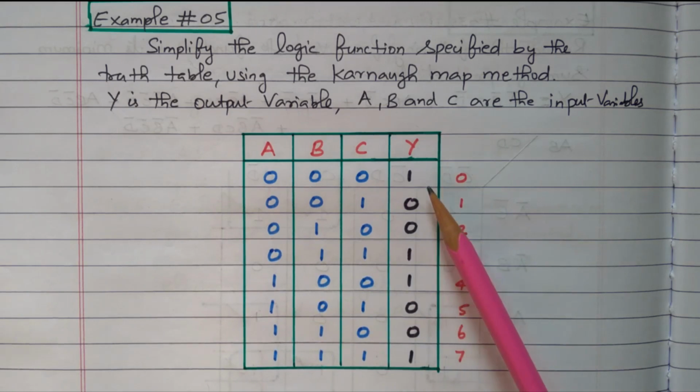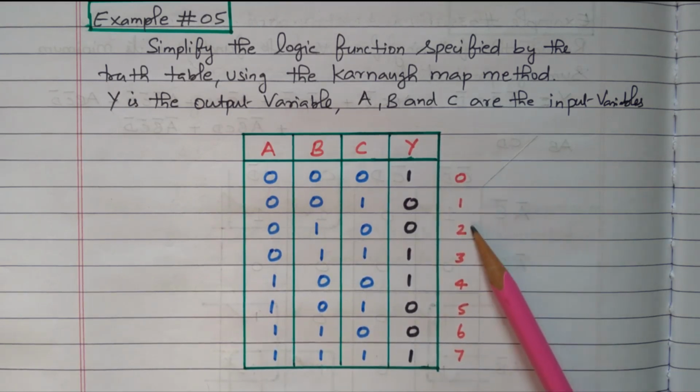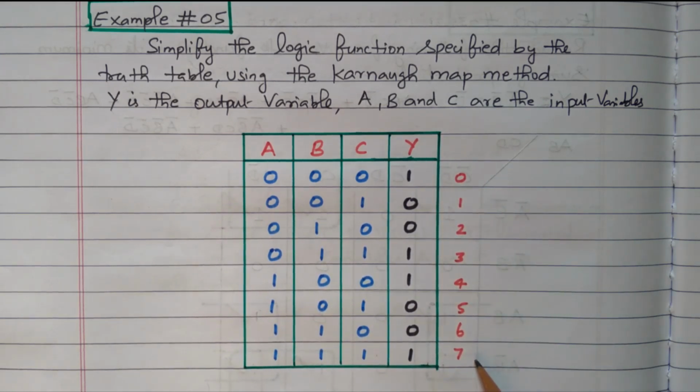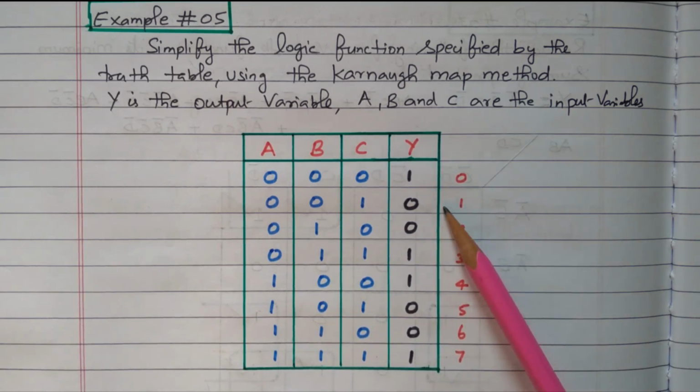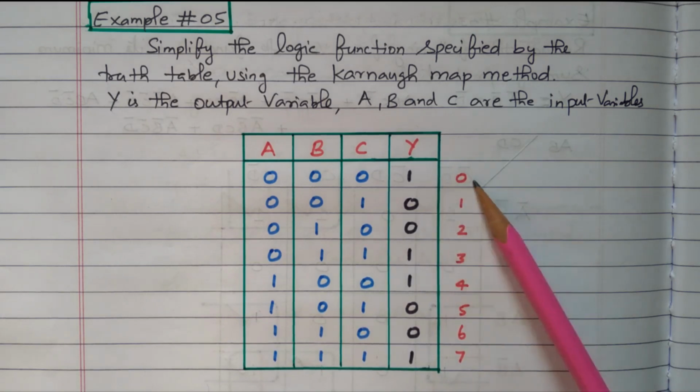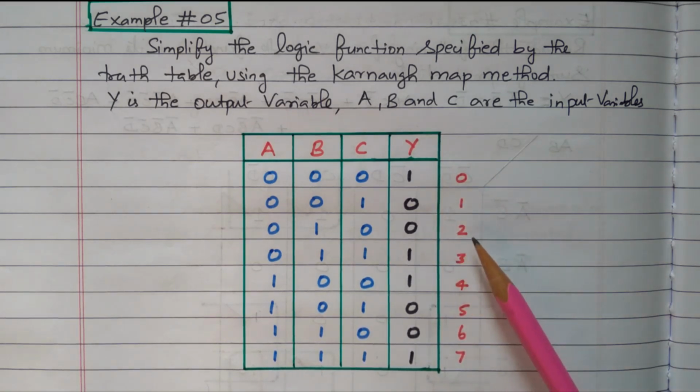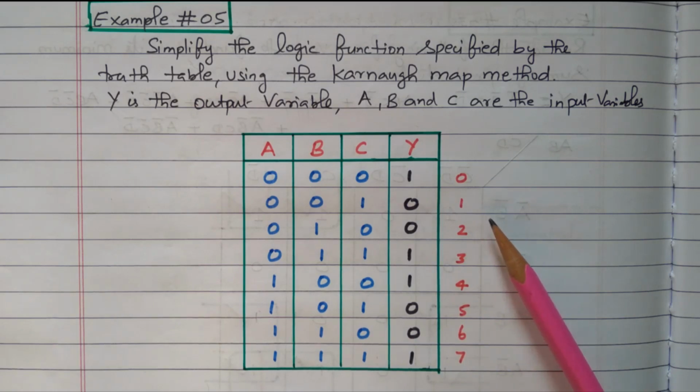So these are the decimal values 0, 1, 2, 3, 4, 5, 6, 7, the minterms. So for the minterms 0, 3, 4 and 7 we got the high output. For others we got the low output, right? For 0, 3, 4 and 7, we have to mark them as 1 in the K-map. The other values are 0 in the K-map. Now we'll go to the K-map.